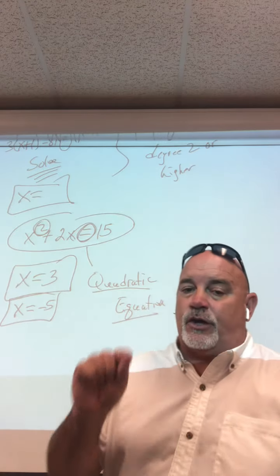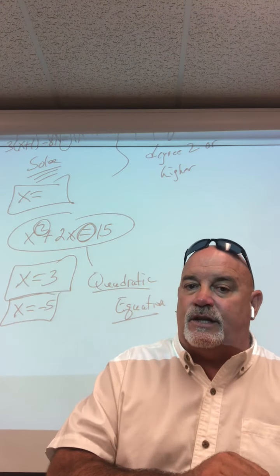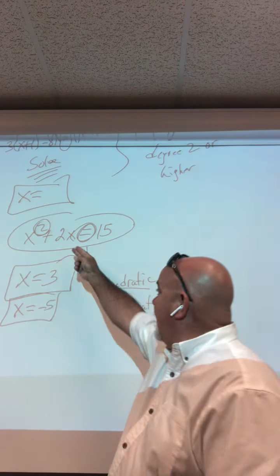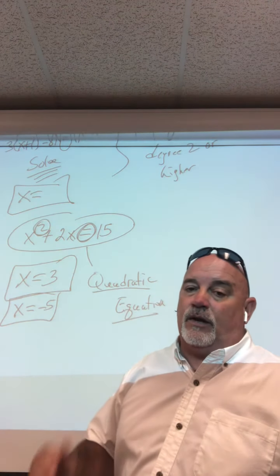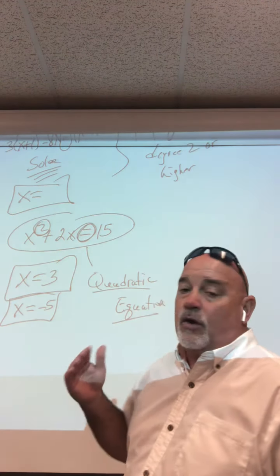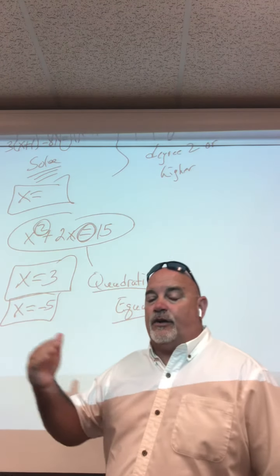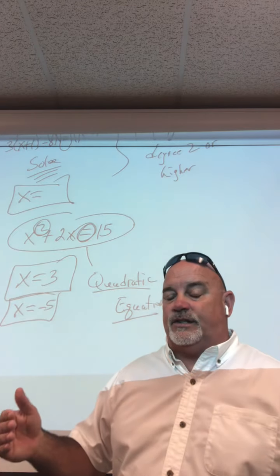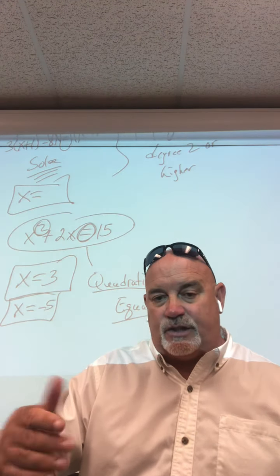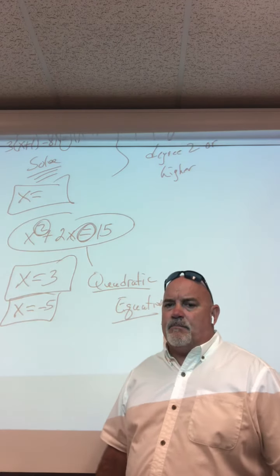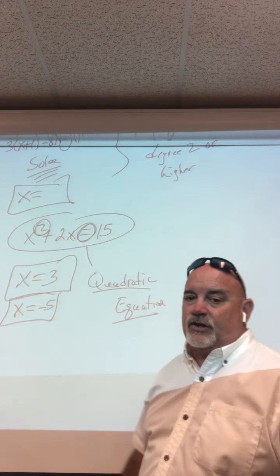So, a first degree polynomial equation is called what? Linear equations. A second degree polynomial equation is called quadratic equations. Now, we call third degree polynomial equations cubic equations. You won't see that in here, maybe one, but most of what we'll be dealing with is quadratic equations.